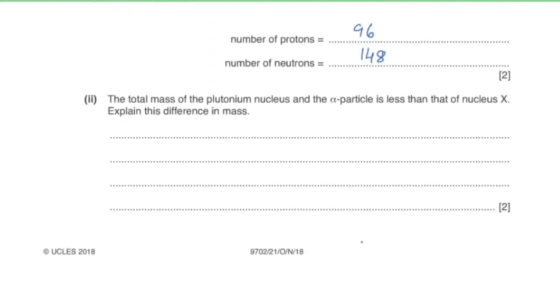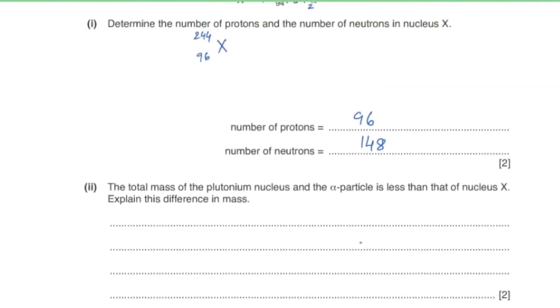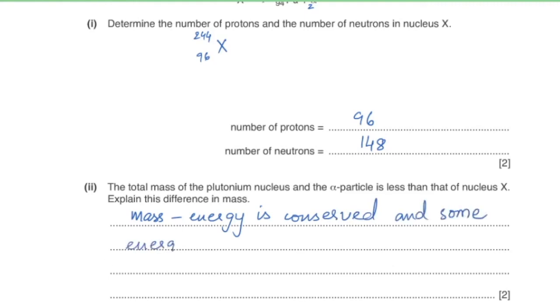Part 2, the total mass of the plutonium nucleus and the alpha particle is less than that of nucleus X. Explain this difference in mass. So there's always going to be a difference in masses, but we can write that whole mass to energy is conserved, and some energy is released as gamma radiation.